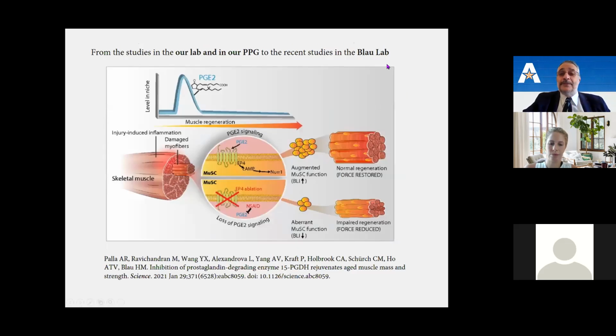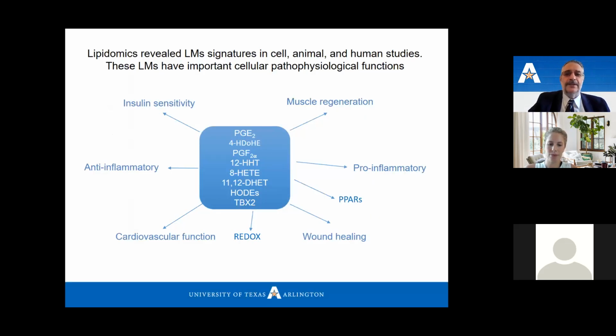Now, really interesting is the lab of Dr. Blau, really beautiful study. They recently injected PGE2, or a formulation of PGE2, in a model of muscle regeneration, and they saw improved muscle recovery. And so also providing strong support for these studies.